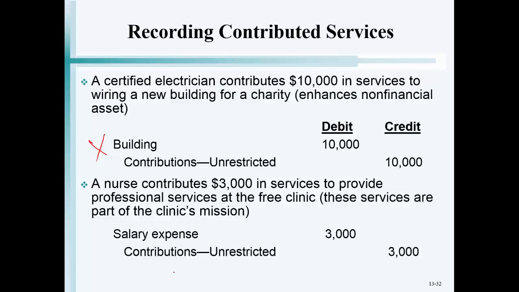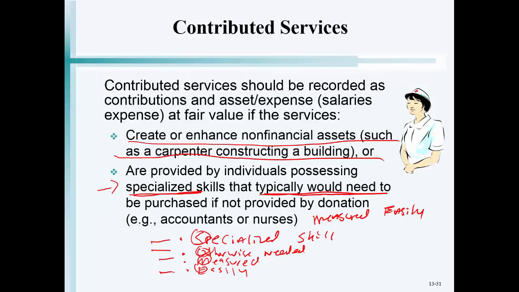Look, it's not a specialized skill. I don't know how much it was otherwise needed, and I don't know how exactly you measure the value of that service. So it has to meet all the criteria, though, right? And since it's not a specialized skill, we don't recognize the value of the service. Now, why did I make that a CPA? Because a CPA is a highly skilled individual, aren't they?